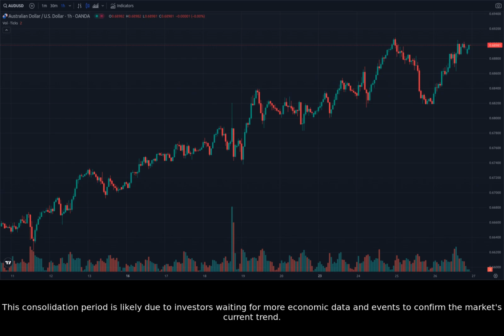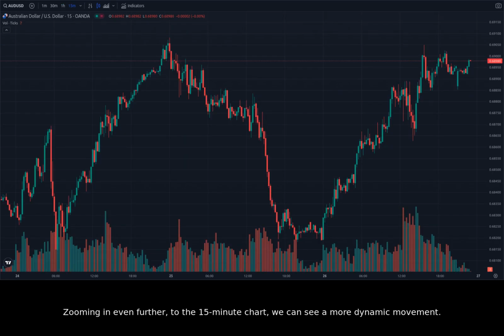trend. Zooming in even further, to the 15-minute chart, we can see a more dynamic movement. The pair experienced a brief surge in price earlier today, but it quickly reversed and is now trading lower. This volatility indicates that short-term traders are actively trying to capitalize on fluctuations in the market.